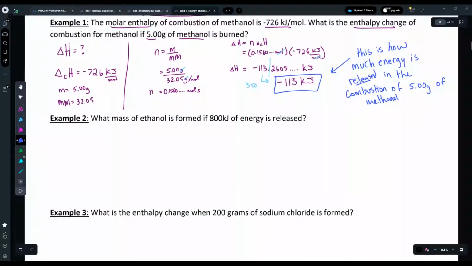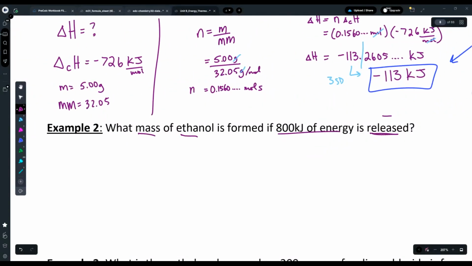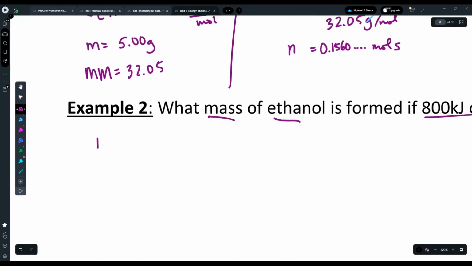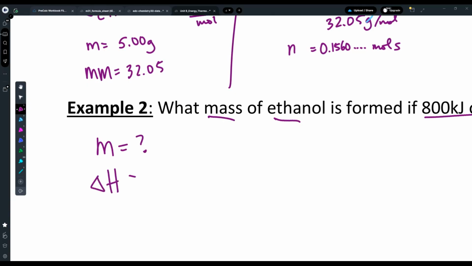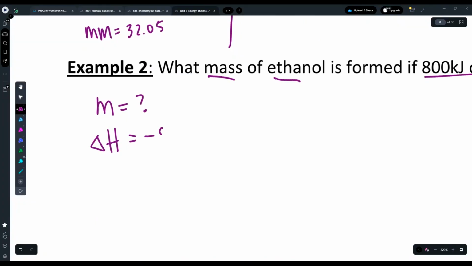All right, example number 2. What mass of ethanol is formed if 800 kilojoules of energy is released? Okay, so released, that's an important word. Released means that it's going to be negative. Mass, that's what we're looking for. Since it said 800 kilojoules of energy is released, this is telling us the change in enthalpy, and it's negative 800 kilojoules.